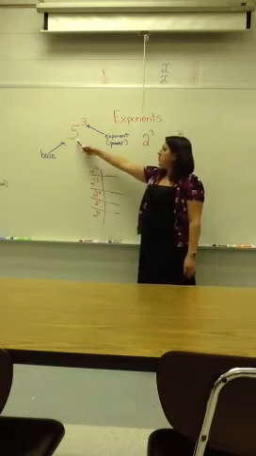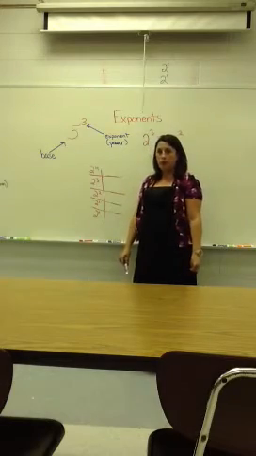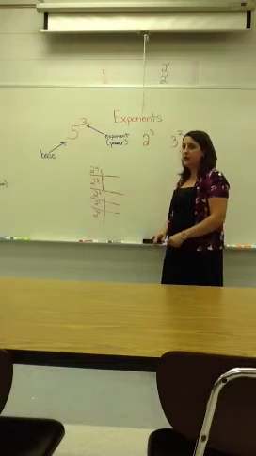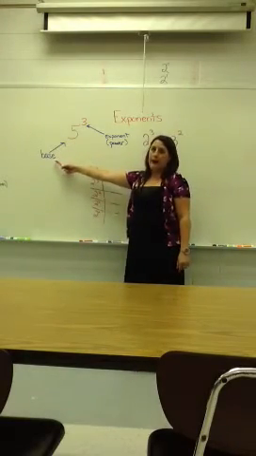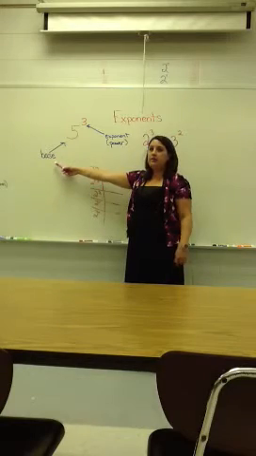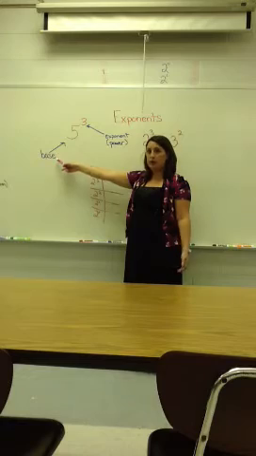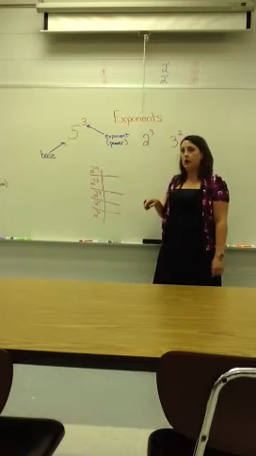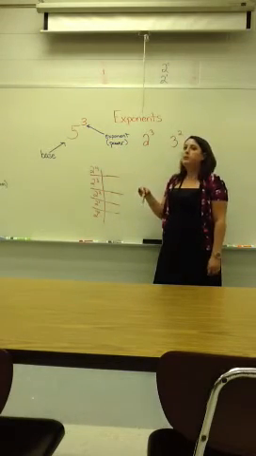So if I have a number written like this, I call that exponential form. An exponential form just means a number written with an exponent. So the number 5 here represents what I call my base. And my base is just the factor that's being multiplied, or the number that's being multiplied. The smaller number in the upper right-hand corner is what we call the exponent. Another word for that is just power.